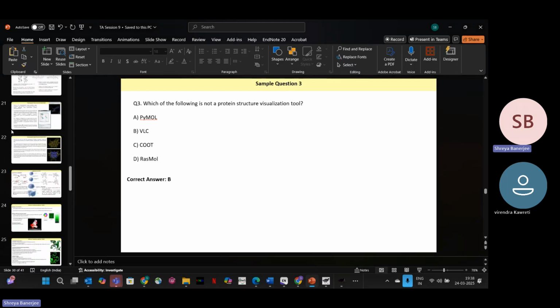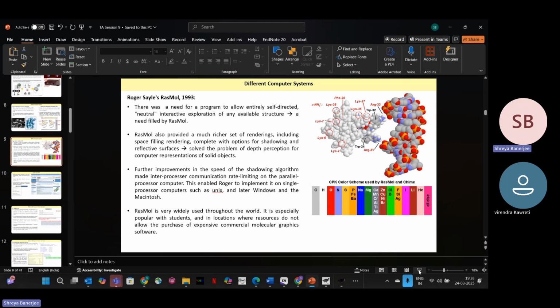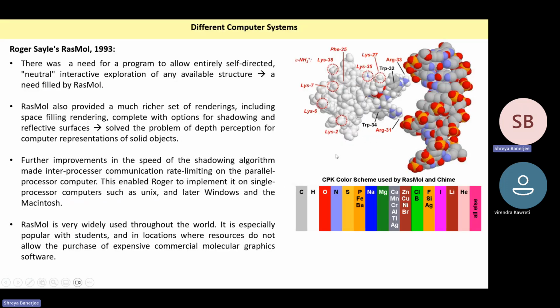So if I just go back to that slide, you can see this was the slide about Rasmol. So Rasmol was the first protein visualization software introduced in 1993, where this kind of a space filling model was used, and the depth of the model was also specified using light colors and dark colors to show the 3-dimensional structure. So this was the first time the problem of depth perception was solved.